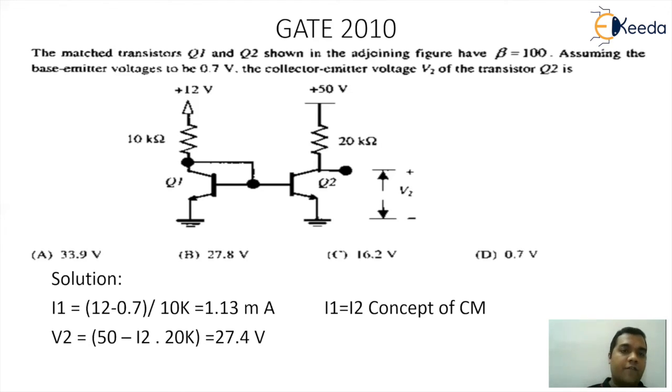If you observe carefully, the first step is to find the value of I1, and then since I1 is equal to I2, you apply KVL to the output loop and you find the value V2. So the V2 value will be 50 minus I2 into 20K. The value comes out to be 27.4. So the correct answer for this solution is 27.8 volt, which is closest to our answer of 27.4 volts.